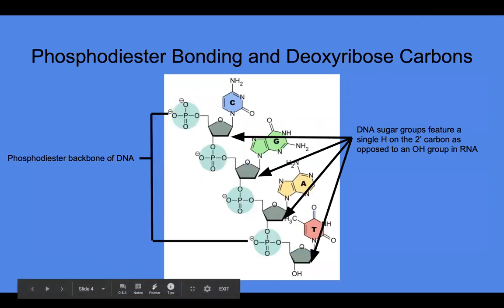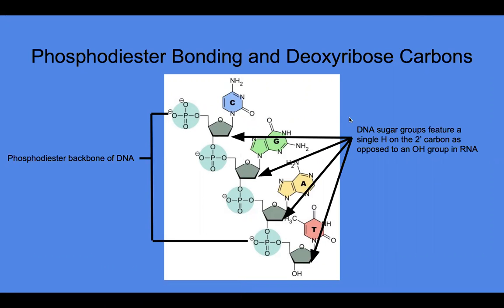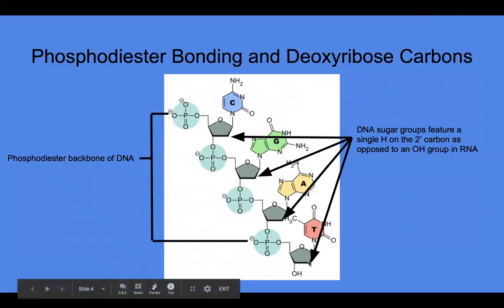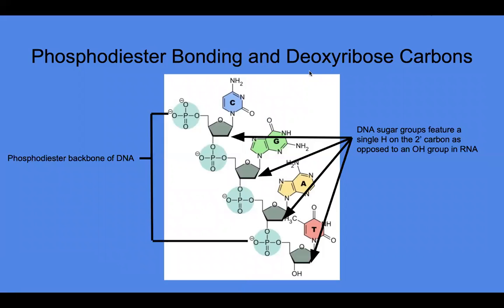The backbone of DNA is composed of phosphate groups that form phosphodiester bonds to link the deoxyribose sugar groups together. A distinct characteristic of DNA, as opposed to RNA, is the absence of an OH group on the 2' carbon, which is instead only bonded to a lone hydrogen. This is how DNA gets the D in its name, which stands for deoxyribose.